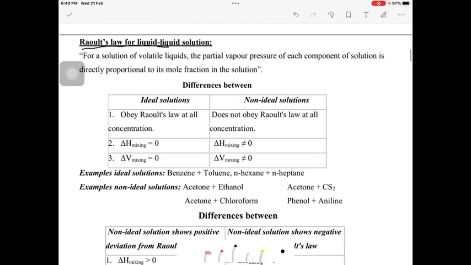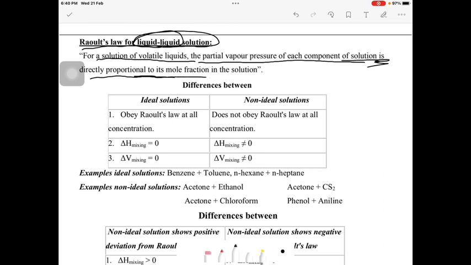Raoult's law for liquid solutions, two liquid solutions. For a solution of volatile liquids, the partial vapor pressure of each component of the solution is directly proportional to its mole fraction in the solution. Once again I'll repeat: for a solution of volatile liquids, the partial vapor pressure of each component of the solution is directly proportional to its mole fraction in the solution.